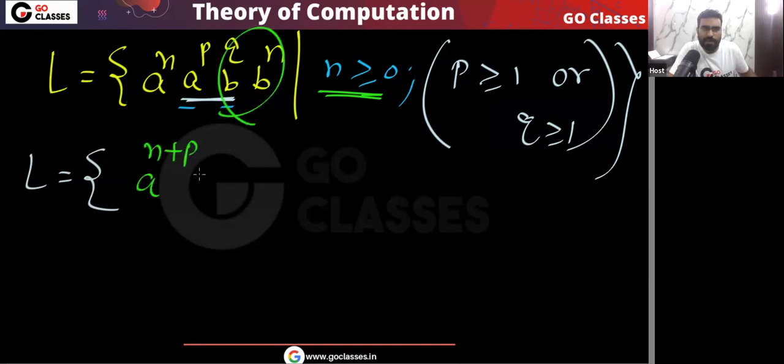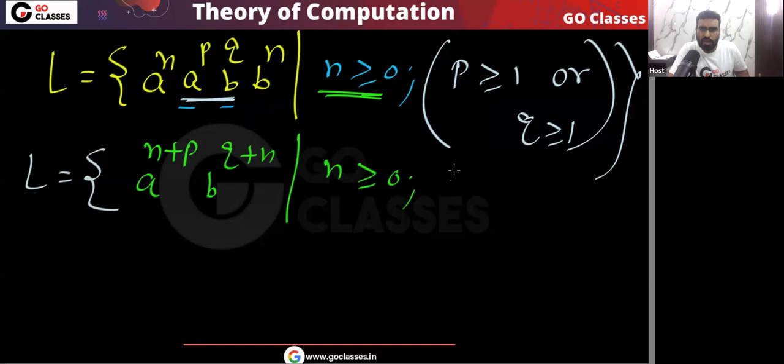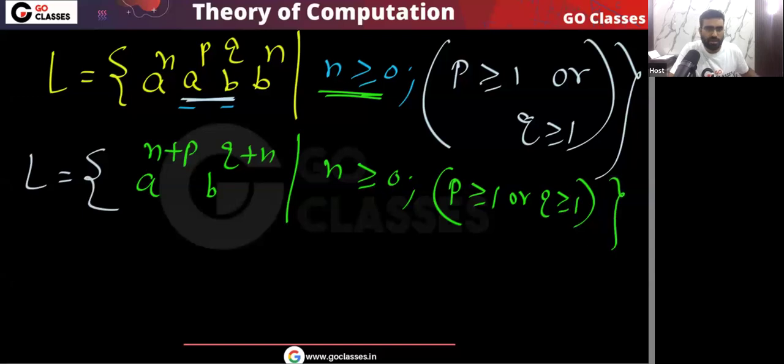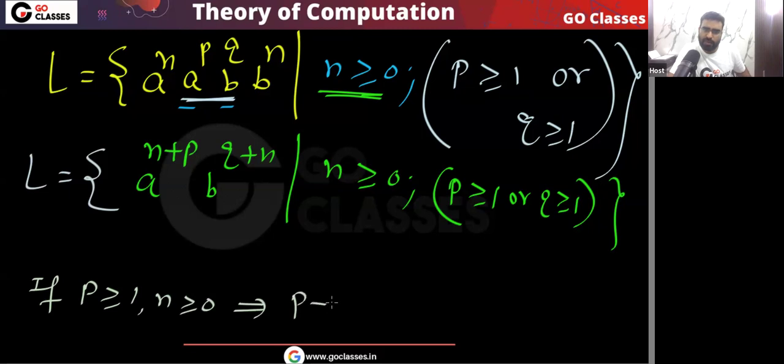Or you can think like this: I can write a power n plus p, correct? And this I can write b power q plus n. And remember n is already greater than or equal to 0. Also it is given that either p is greater than or equal to 1 or q is greater than or equal to 1. So this is your language. Now you can easily see, if p is greater than or equal to 1 and n is greater than or equal to 0, then what can you say about p plus n? This will be greater than or equal to 1.